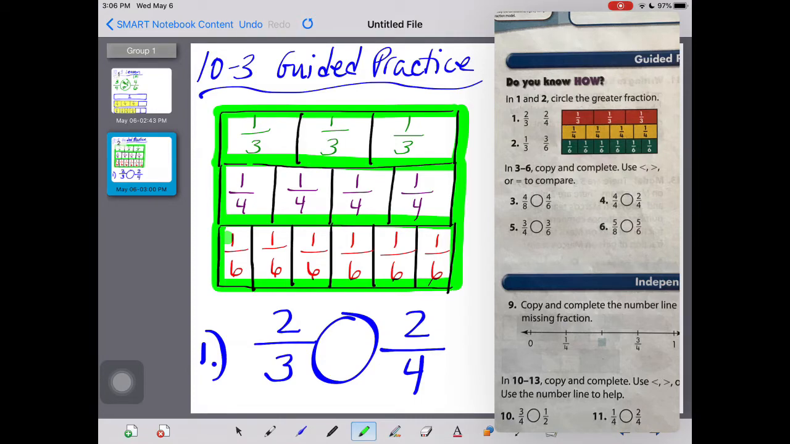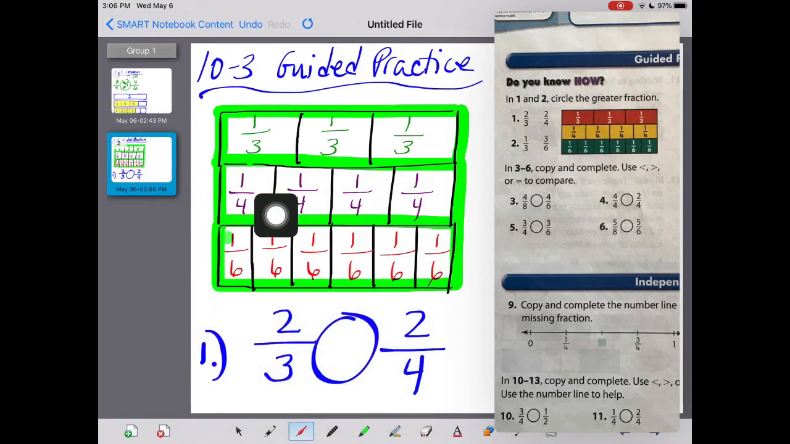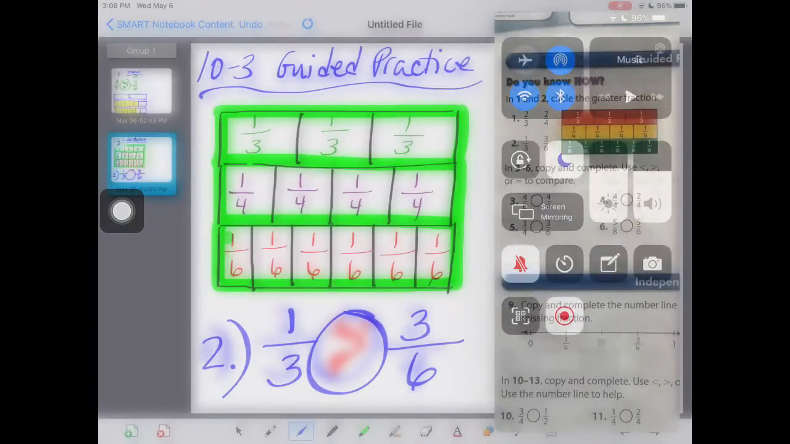All right, here we go. I am looking at this, and I think that 2/3 goes farther than 2/4 for the whole. So 2/3 is greater than. Rawr. That alligator is looking at the 2/3, open its mouth. It's larger, okay? Let's go on to number 2.